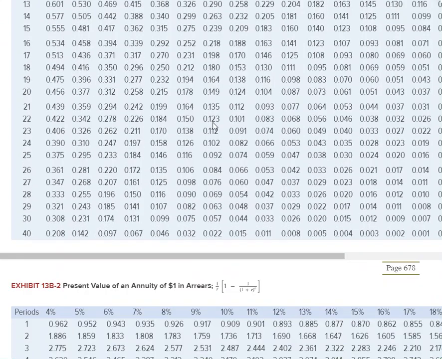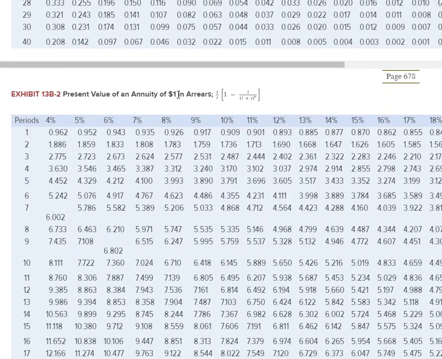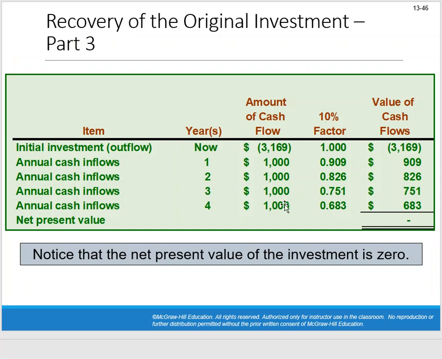Why wouldn't we just go to the second table, present value of an annuity? It's got even cash flows for all 4 years. So why don't we go to row 4, 10%, and we get 3.17. When I added it, I got 3.169. Isn't that close enough? I'd say so.